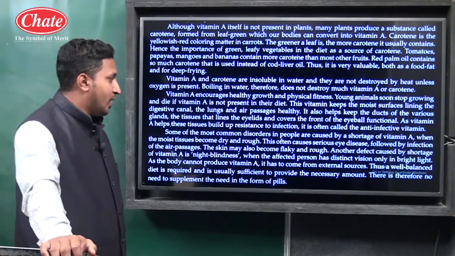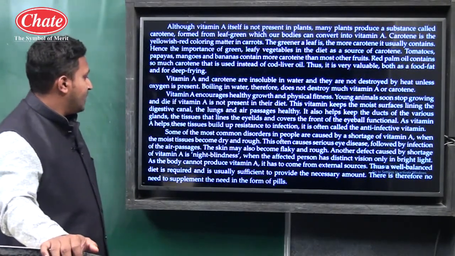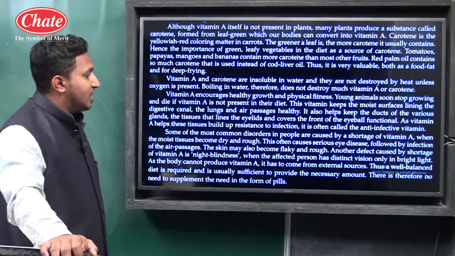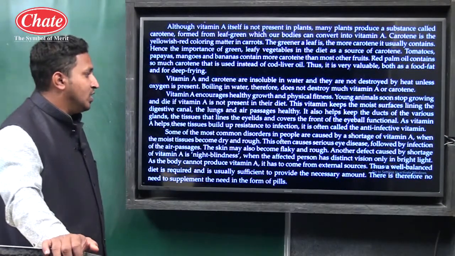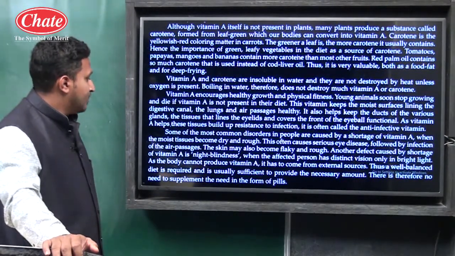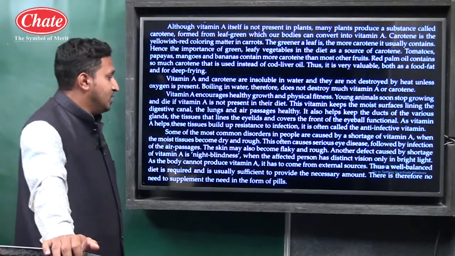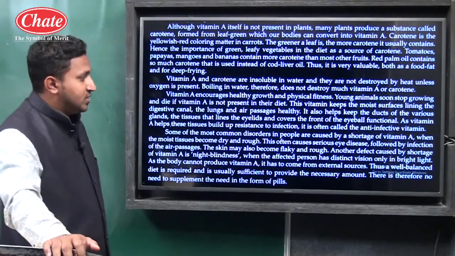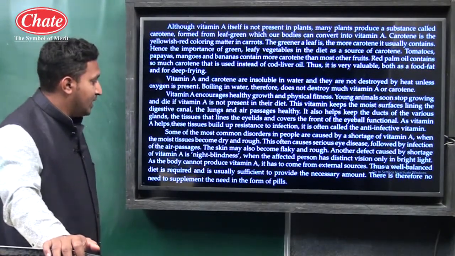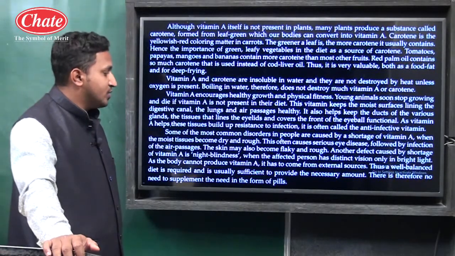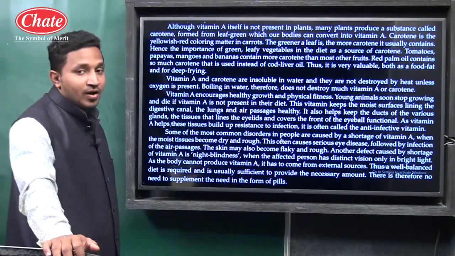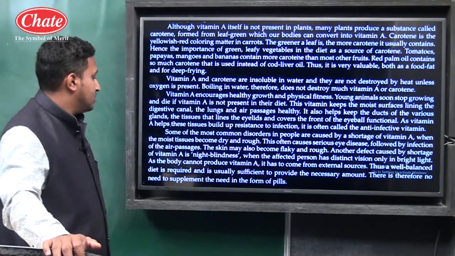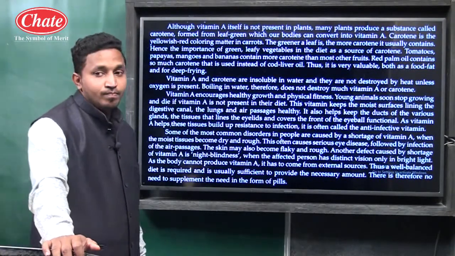Another defect caused by shortage of vitamin A is night blindness, when the affected person has distinct vision only in bright light. As the body cannot produce vitamin A, it has to come from an external source. Thus, a well-balanced diet is required and is usually sufficient to provide the necessary amount. There is therefore no need to supplement the need in the form of pills.